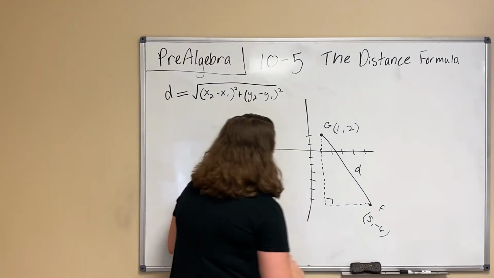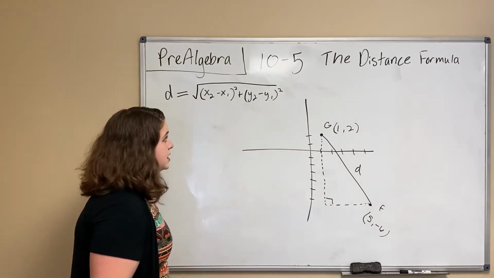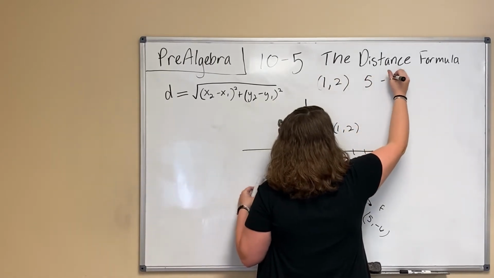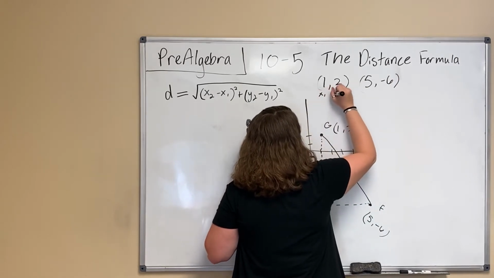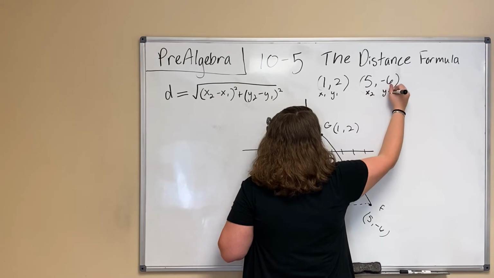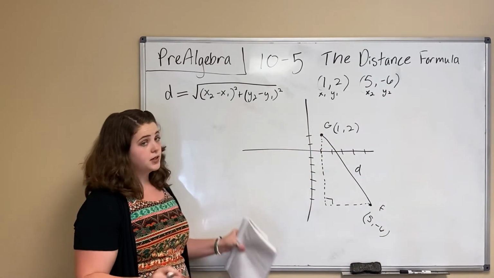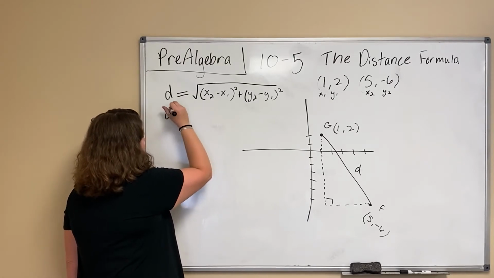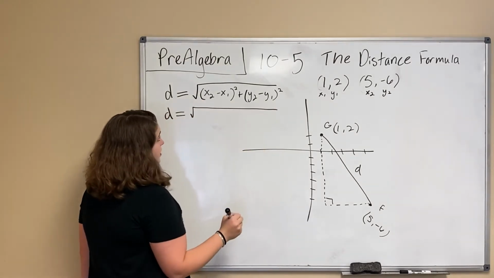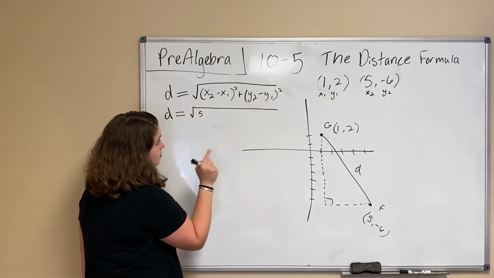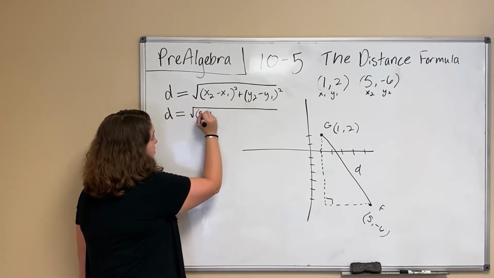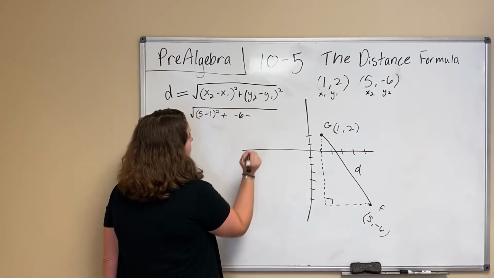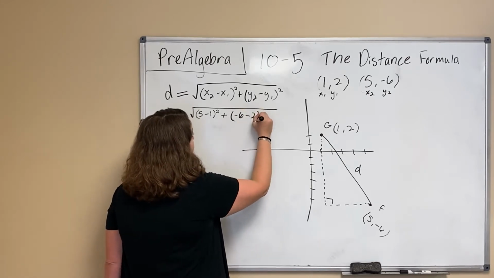Now you remember the first step when we have y1s and y2s and x1s and x2s is I'm going to write out my points, 1, 2, and 5, -6, and I'm going to label them x1, y1, x2, y2, right? Now I'm going to plug those values into my distance formula. So my distance is going to equal the square root of x2, which is 5, minus x1 squared, plus my y2, which is -6, minus my y1, which is 2, squared.